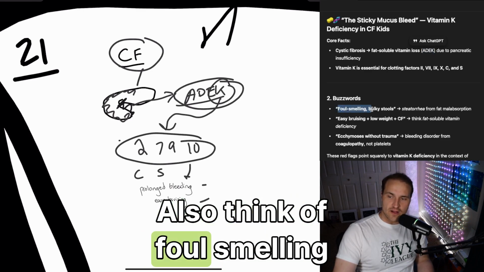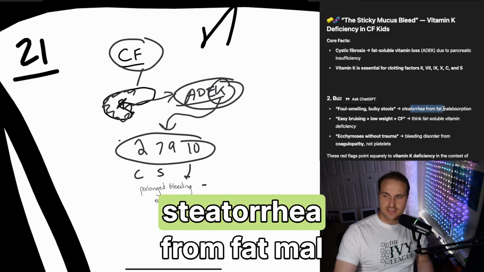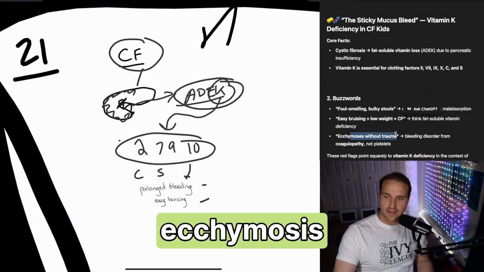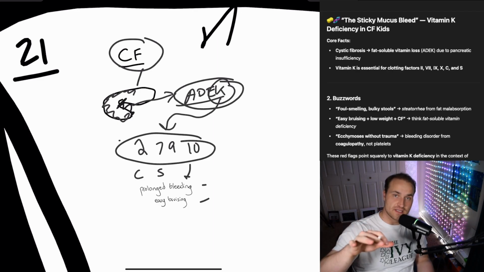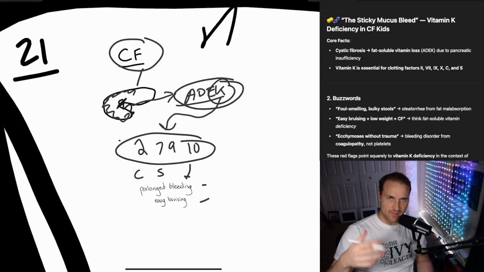Also, think of foul-smelling, bulky stools. That's steatorrhea from fat malabsorption, easy bruising, ecchymosis, without trauma. Ecchymosis is the discoloration of the skin that results from the bleeding that happens underneath, and it's typically caused by bruising. But in this case, it's going to be without trauma, just bleeding. So it's a vitamin K deficiency in the context of malabsorption.